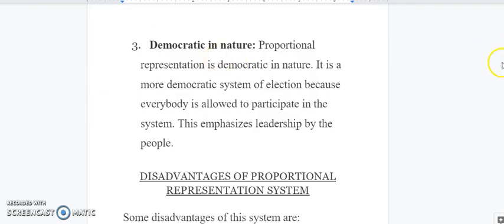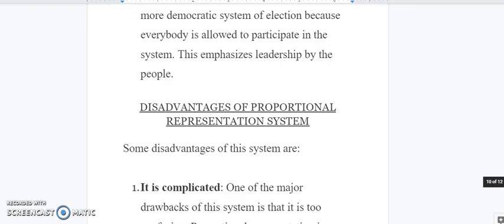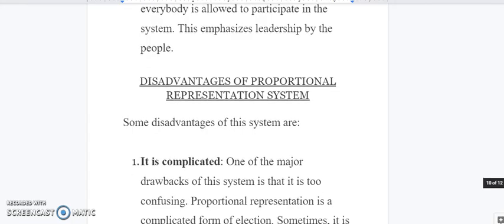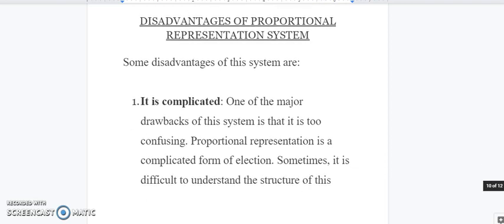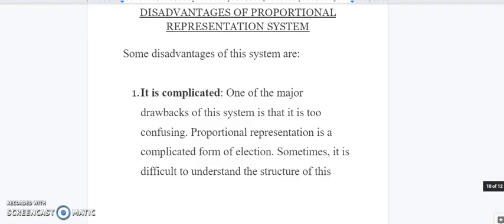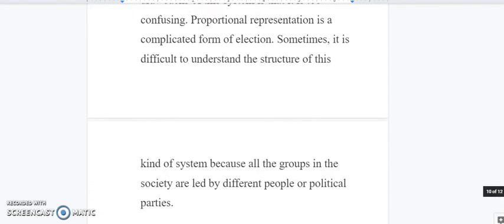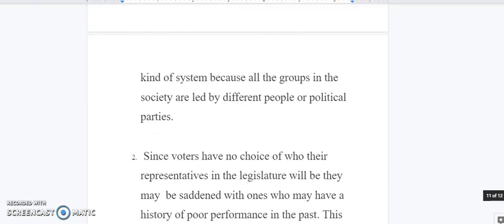Now, what are the disadvantages of the proportional representation electoral system? Some disadvantages of this system are, it is very complicated. One of the major drawbacks of this system is that it is too confusing. Proportional representation is a complicated form of election. Sometimes it is difficult to understand the structure of this kind of system because all the groups in the society are led by different people or political parties.